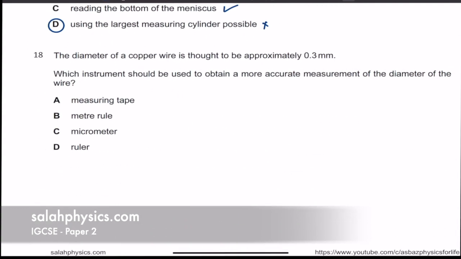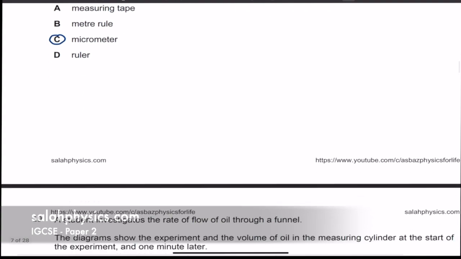In question 18, the diameter of a copper wire is thought to be approximately 0.3 millimeter. Which instrument should be used to obtain a more accurate measurement of the diameter of the wire? Again, we have measuring tape, meter rule, micrometer. This is just a wire, 0.3 millimeter. It's less than 25 millimeters. So I'm going to go directly to option C, which is micrometer. This is the highest accuracy one.